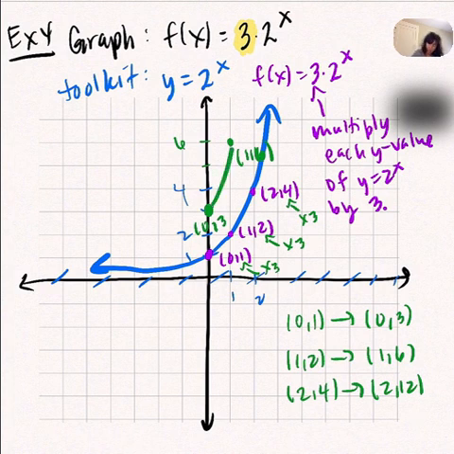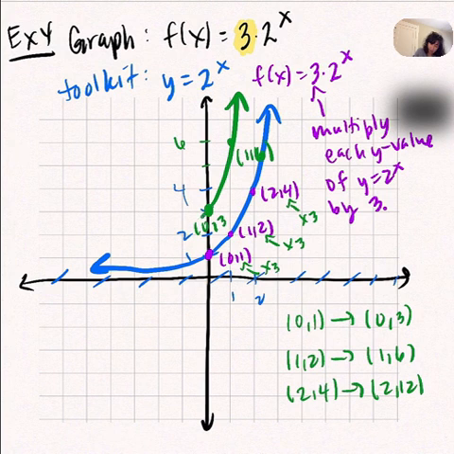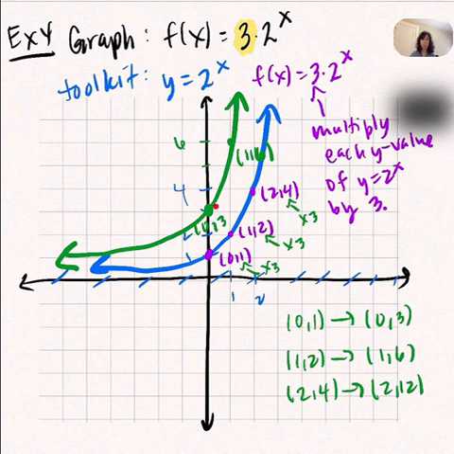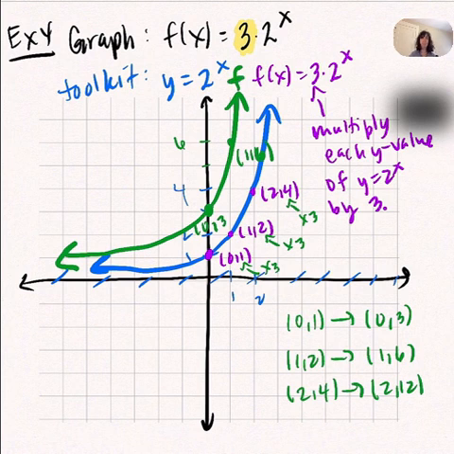But if I multiply every y value by 3, I get a graph that has a y-intercept that's higher up. So notice that this y-intercept's up here at 3 now instead. And then also it's sort of like the graph is stretched up. It's more steep right here. Okay, now this green one right here is our graph of f.